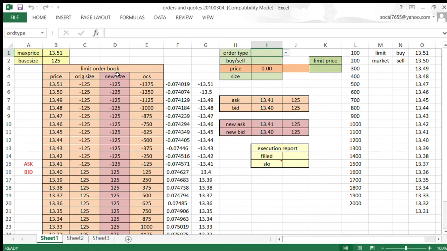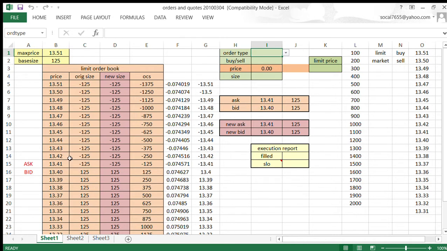There's an additional 125 shares available for sale at $13.42 and $13.43. And then you look here in column E, OCS, or original cumulative size, and kind of watch this. At $13.41, there's 125 shares. We know to ignore the minus sign. At a price of $13.42, there are 250 shares available, in the sense that anyone who's willing to sell at $13.41 is also willing to sell at $13.42.